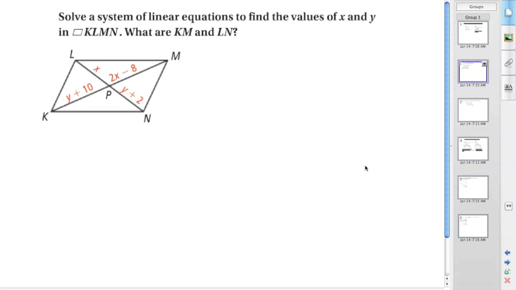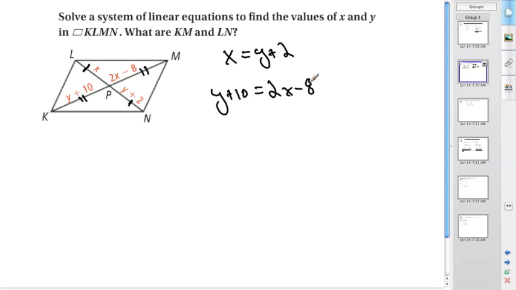So here's an example. I have a parallelogram KLMN. I want to know what the lengths of KM and LN are. So we know that LP is congruent to PN. So I have x equals y plus 2. I know that y plus 10 is going to be equal to 2x minus 8. So we have two equations with two unknowns.